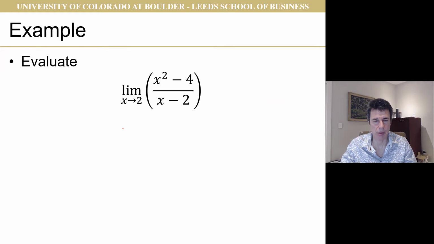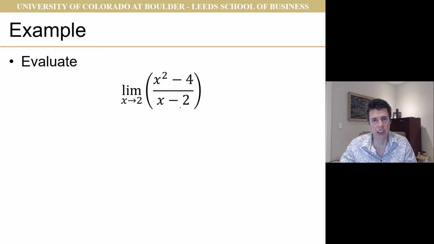Let's do another example. The limit as x goes to 2 of x squared minus 4 over x minus 2. So again, we look at the numerator, x squared minus 4, and we see what happens when x goes to 2. Well, that goes to 0. We look at the denominator as x goes to 2. And again, we notice that goes to 0. So here we have an indeterminate form.